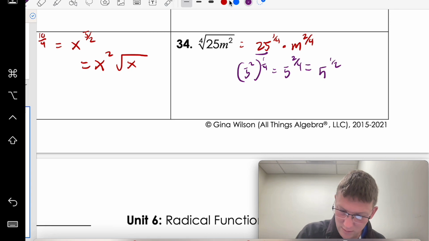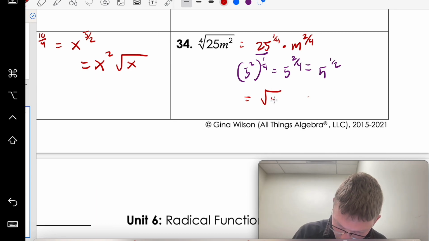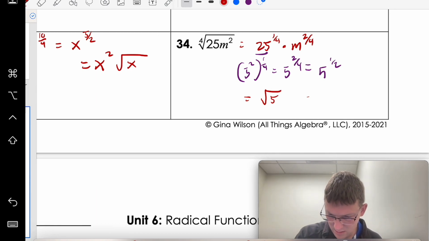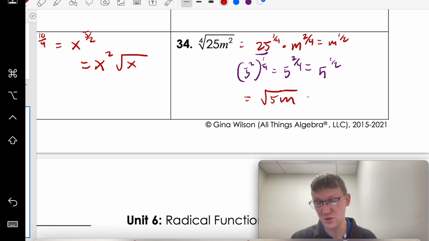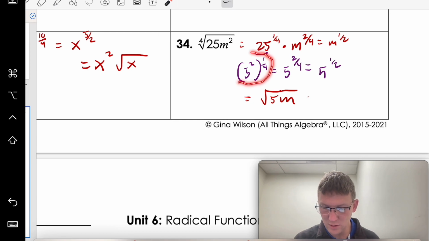So our final answer is going to be, we've got the square root of 5, and then this guy up here, that m is going to reduce to m to the 1/2. So then that's going to be the square root of m. So our final answer is just the square root of 5m. So this one's going to take a little bit of practice getting used to doing this part right here, but I think you can do it.